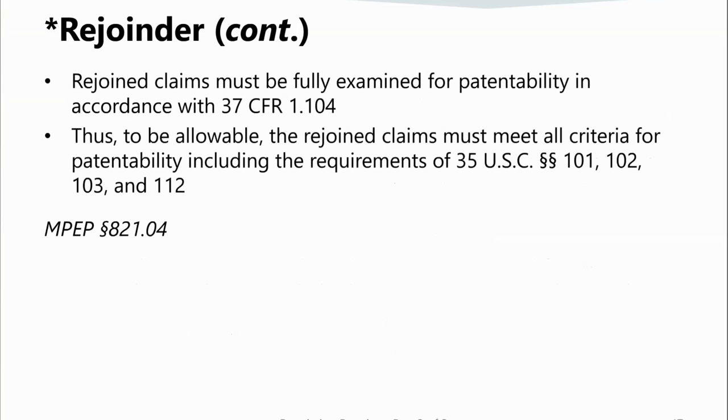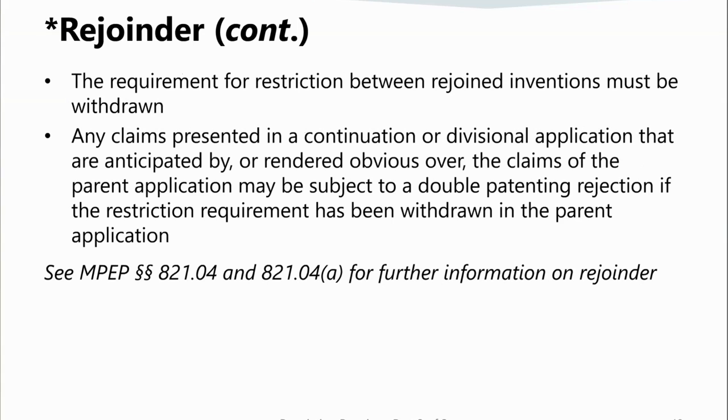To be allowable, the rejoined claims must meet all criteria for patentability under all the relevant statutes. Claims presented in a continuation or divisional may be subject to a double patenting rejection if the restriction requirement has been withdrawn in the parent.